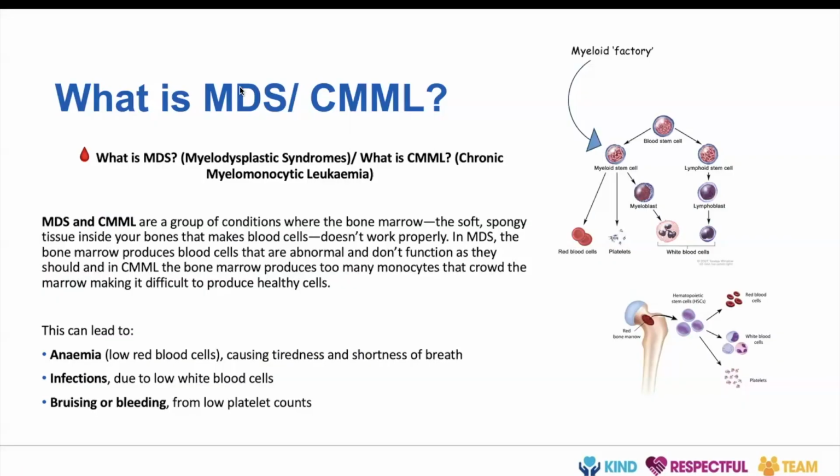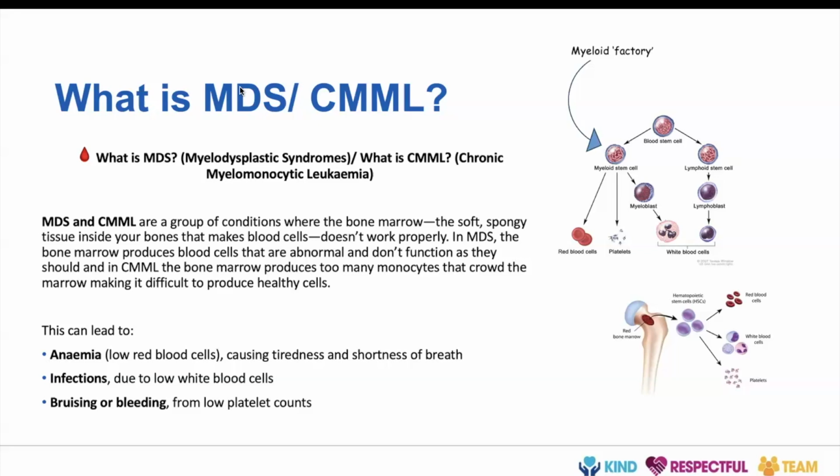So with MDS and CMML, what we're looking at is a group of conditions where there is myelodysplastic behavior in the bone marrow. So that's where the bone marrow is producing abnormal cells. And then we've got CMML, where we've got a condition that is causing an overproduction of a certain type of cell in the bone marrow.